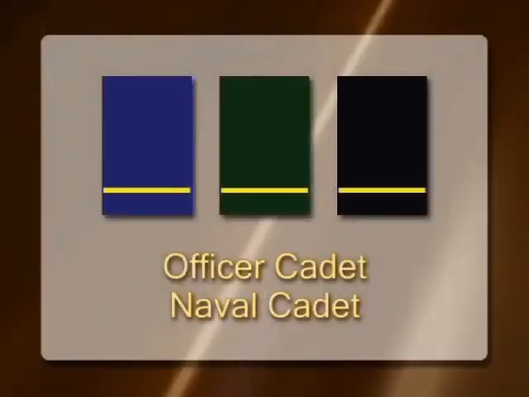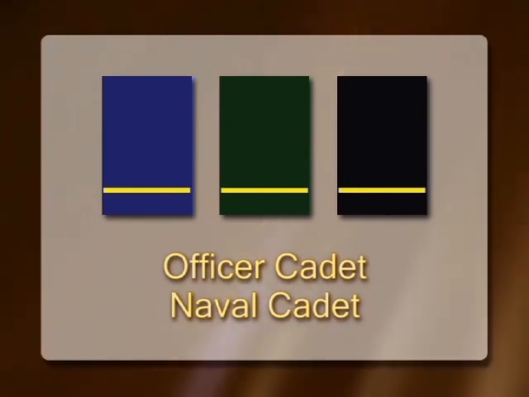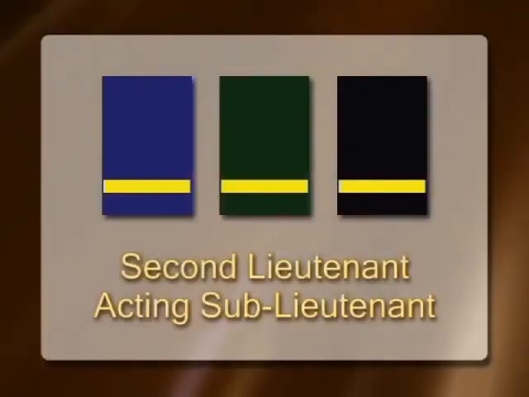Under subordinate officers, we have the officer cadet in the Army and Air Force and the naval cadet in the Navy. It's a thin gold bar on the epaulet. Next, we have the junior officers. Second lieutenant in the Army and Air Force and acting sub-lieutenant in the Navy. We have a thick gold bar on the epaulet.